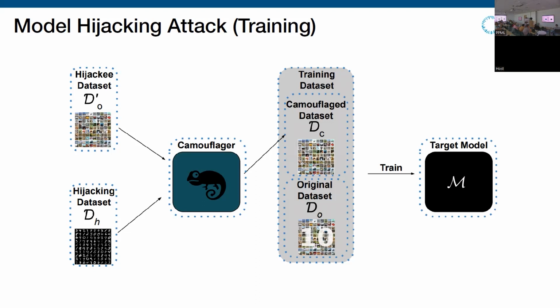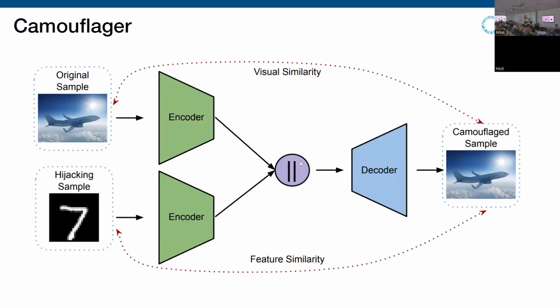How do we generate this camouflage data set? I train a camouflage model, which takes two data sets as input. One is the MNIST data set. The other is a hijack key data set of CIFAR-10. The concrete architecture of this camouflage model is easy: two encoders, one decoder, a classical setting.